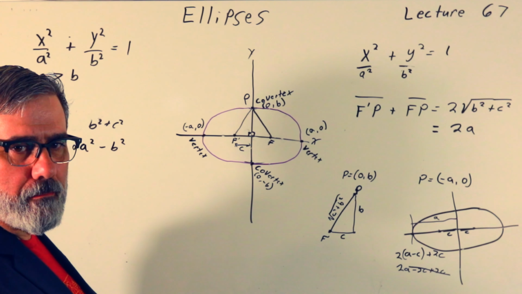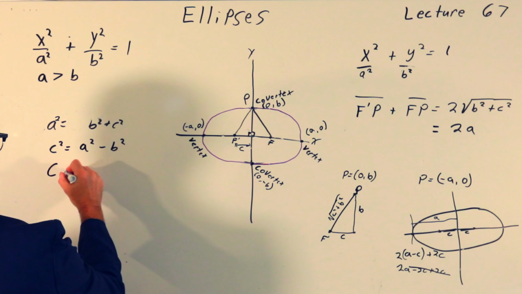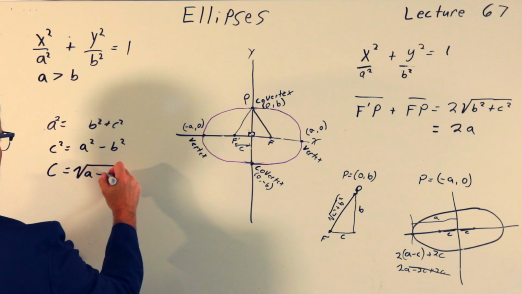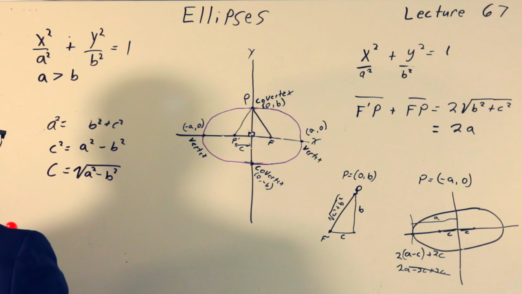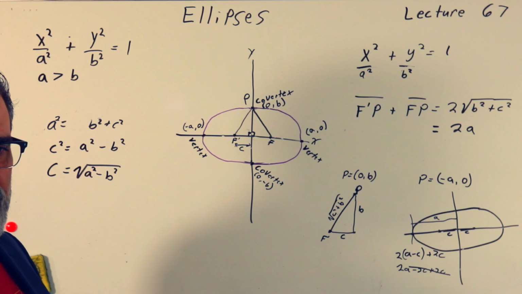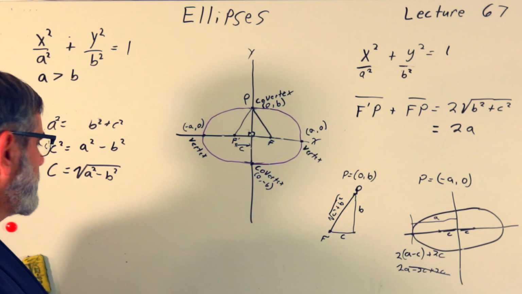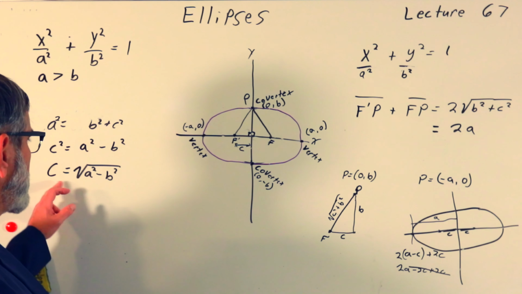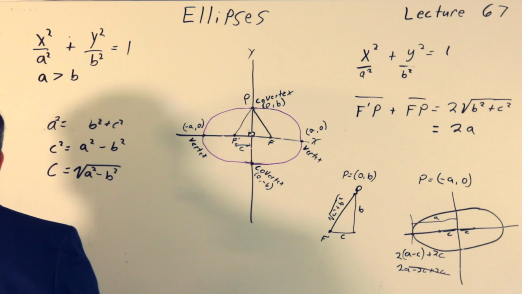There we go. Now I can take the square root. So this says that C is equal to the square root of A squared minus B squared. Just some algebra. So I've solved for C. I now know what C is. So that's a good thing.